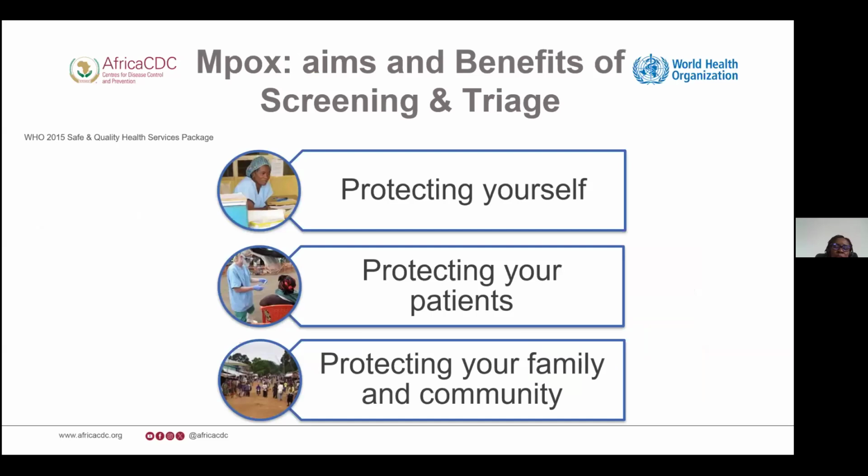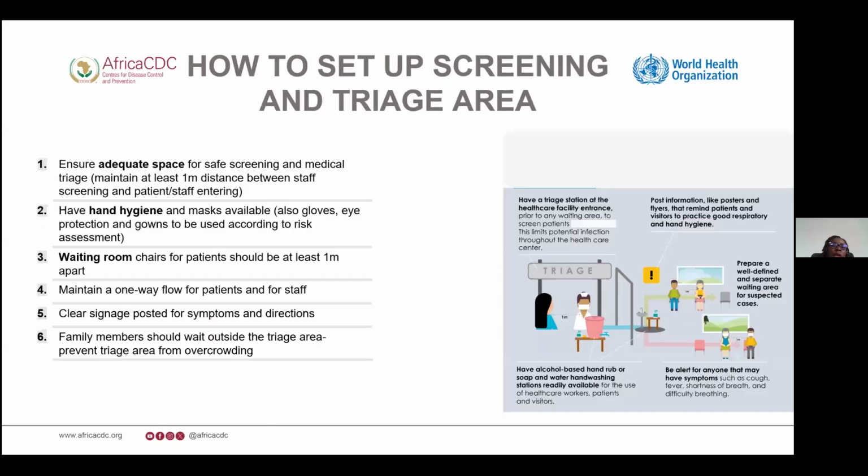Screening and triage are important to protect yourself, healthcare workers, to protect also your patients visiting for one or any other disease, protecting your family and your community as well, because if we become infected, we bring the infection to the community, and in the front line are our families.